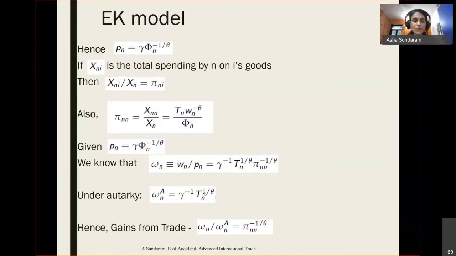So how can I calculate gains from trade? I'm going to calculate gains from trade as the purchasing power under trade relative to the purchasing power under autarky. So that's just omega n divided by omega n under autarky. If I just divide those two, I'm simply left with pi nn to the power negative 1 over theta.